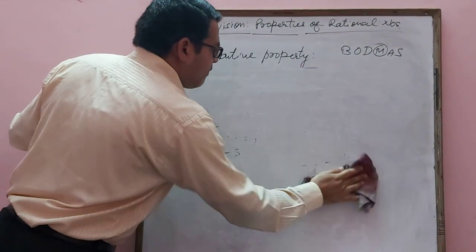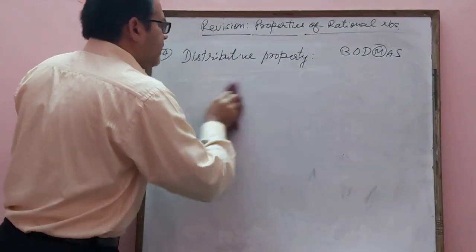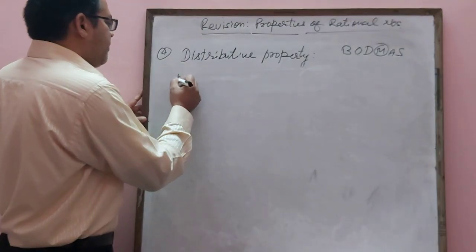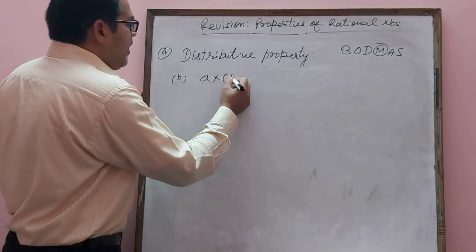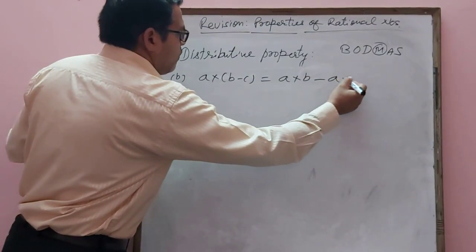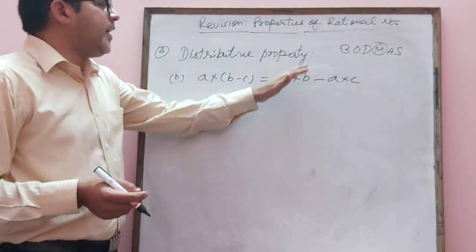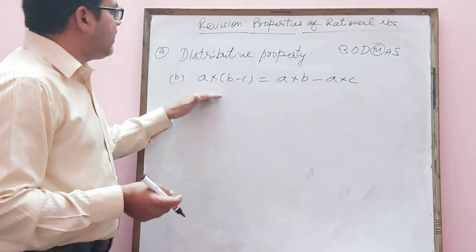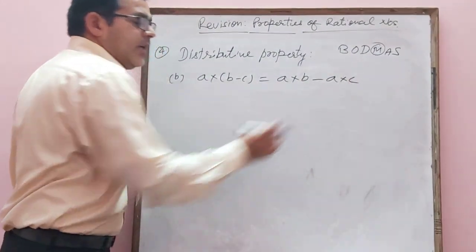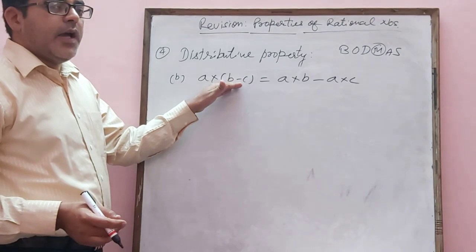Now, one more part is there for this property. It is called distributive property of multiplication over subtraction. So A into (B minus C), we can write it as A into B minus A into C. Now you can see here A is distributed with B and as well as with C. That's the reason it is called distributive. A has been distributed with B and with C. You can see here.